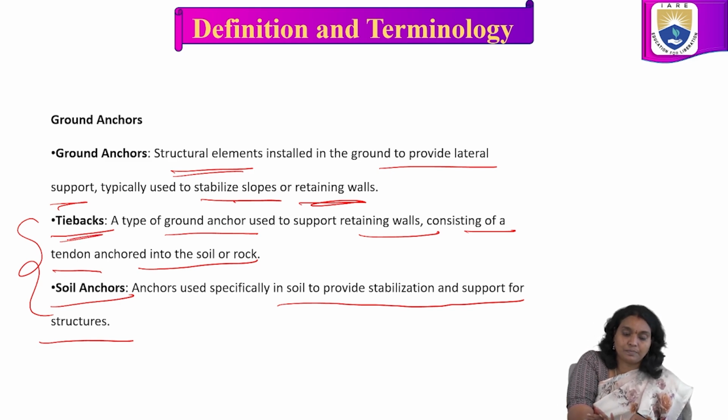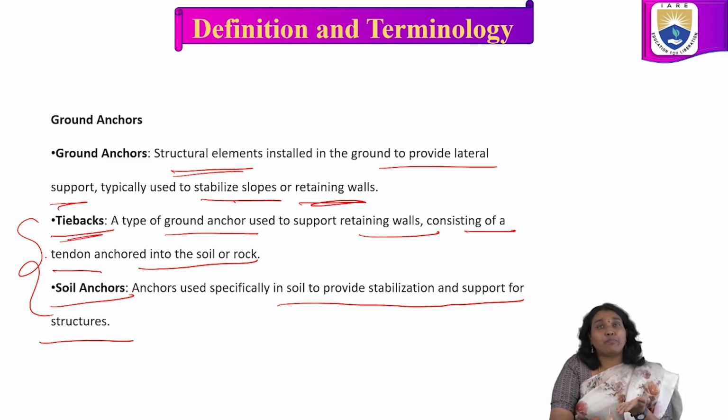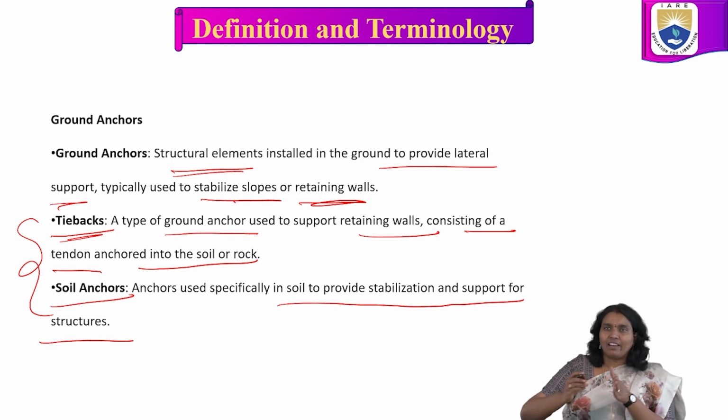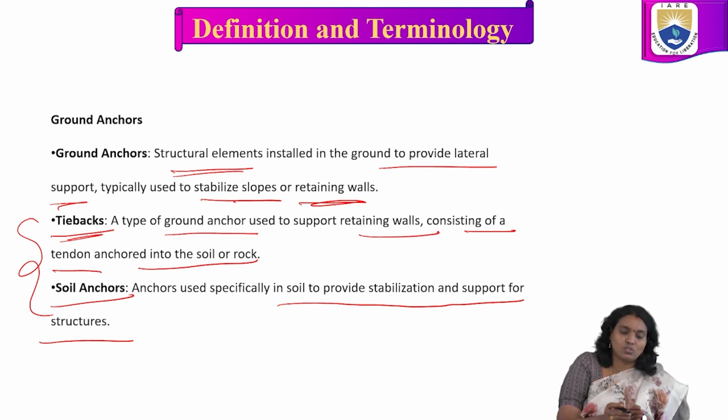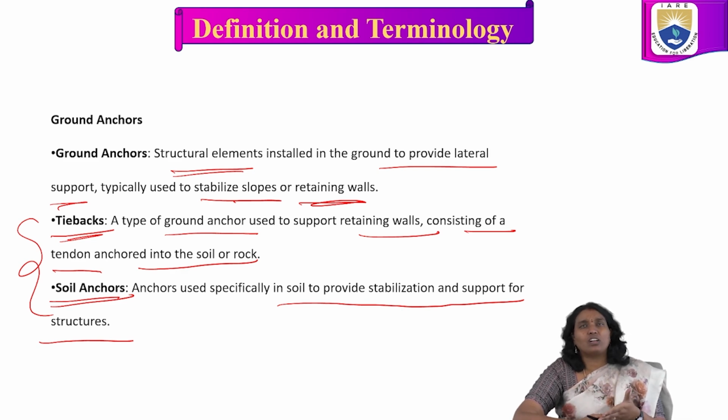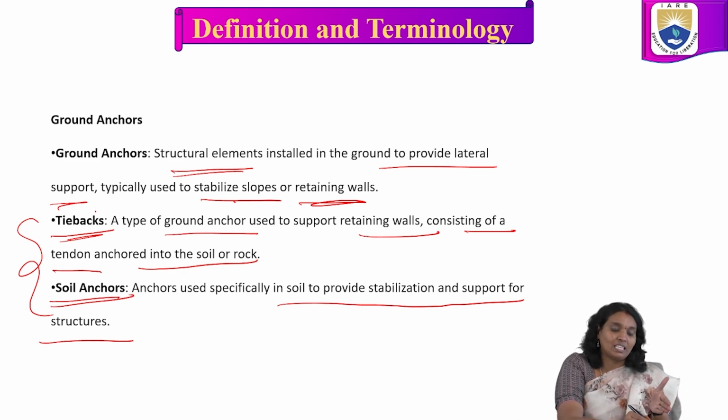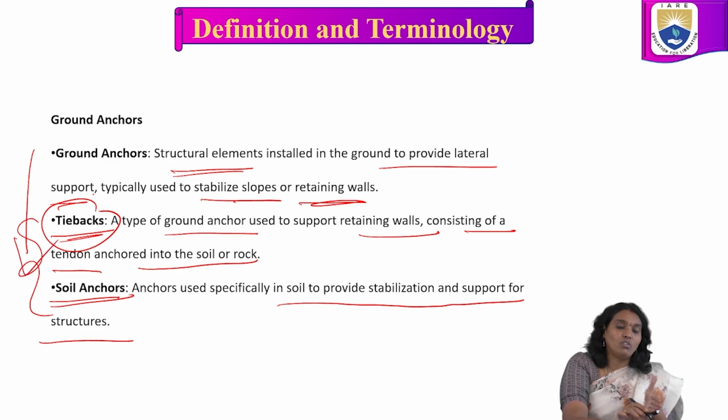Tiebacks are also a type of ground anchor to support retaining walls, consisting of a tendon anchored into the soil or rock, depending on the case. So whenever it is stabilization and supporting of structures, those are soil anchors. Whenever they are going to support retaining walls, consisting of a tendon, those are the tiebacks in ground anchors.